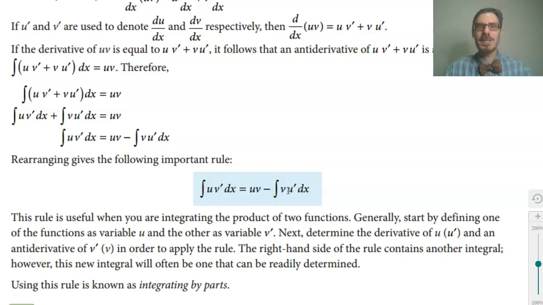Sometimes it's really obvious, and sometimes you might try it and you get something over here and you go, oh, now I have to use another method, whether that's integration by substitution or something else, in order to solve this one. So you might have to do 2 or 3 steps to get there. But this is how you do it. The integral of uv' is uv minus the integral of vu'. And it's all about carefully choosing which one's u and which one's v'.